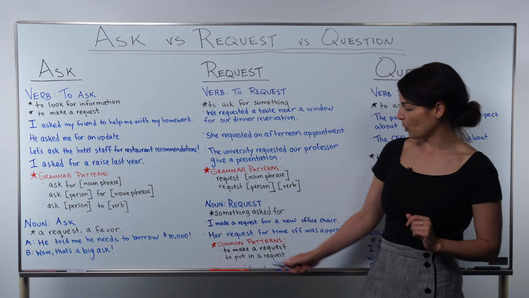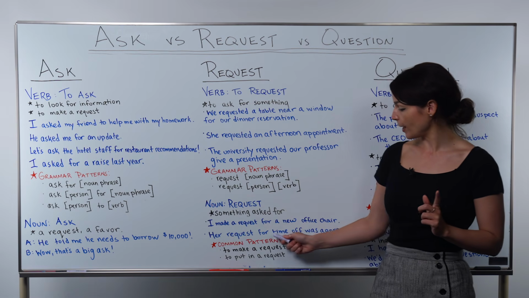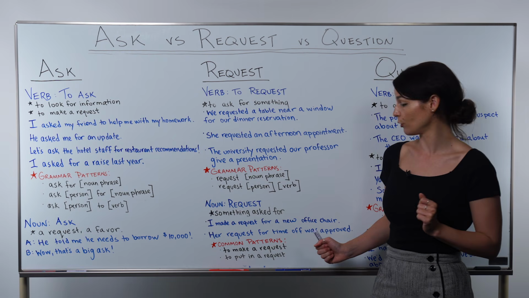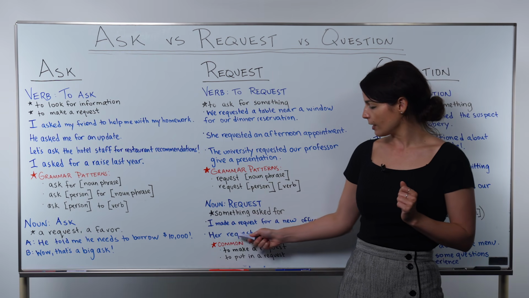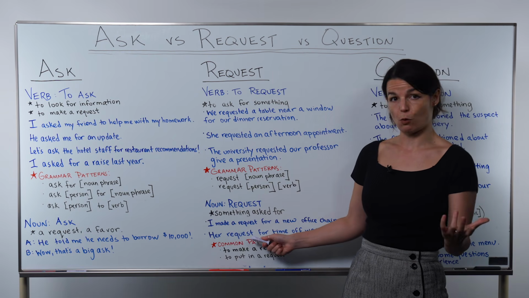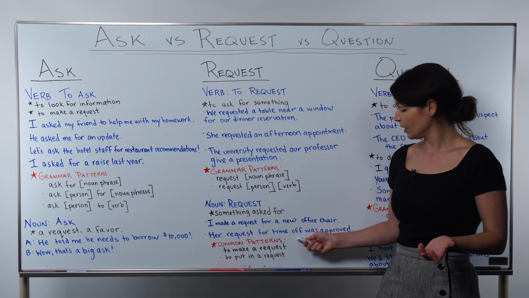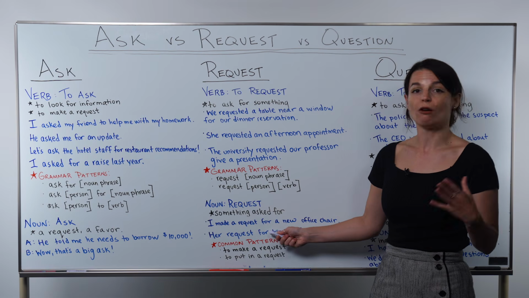Also, you'll notice for comes after the noun, a request for the thing you want. Okay, let's look at one more example of this. Her request for time off was approved. Again, this one is the noun form. Her request. In this case, what did she ask for? Time off, right? So this follows the preposition for.